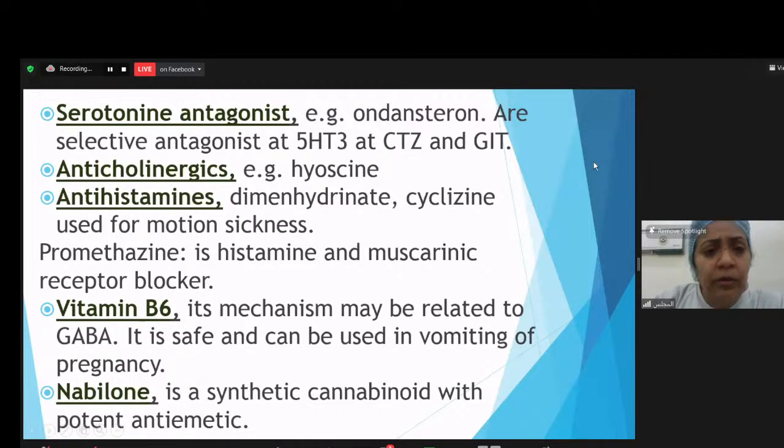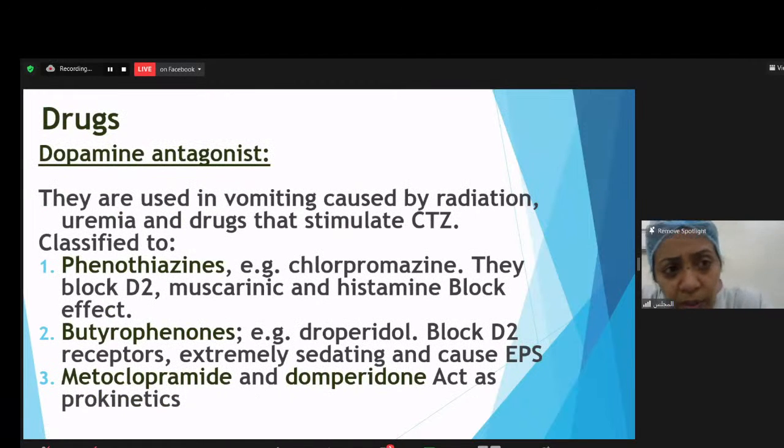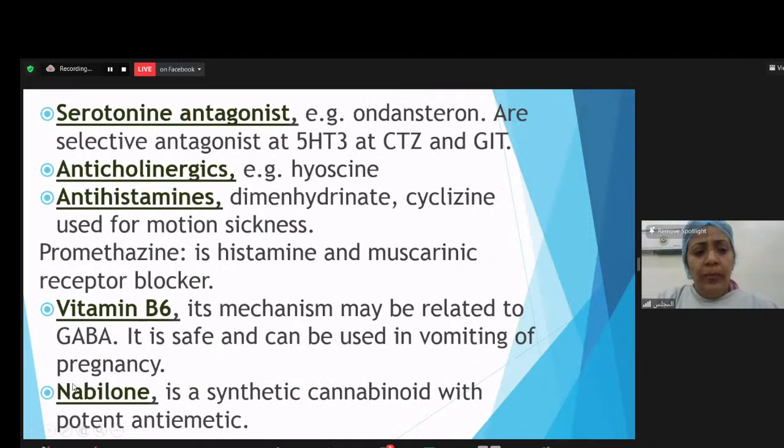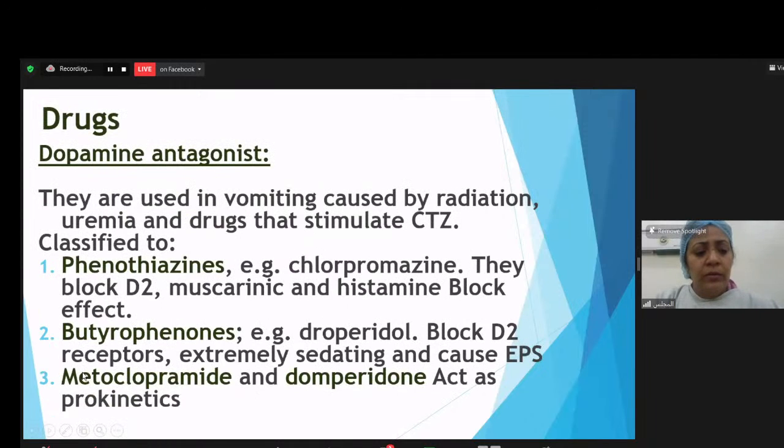Okay, sorry. We're going to talk now about drugs. The drugs that are used as antiemetic agents include dopamine antagonists. Of course we use a lot of them here in Sudan. We mainly use metoclopramide and domperidone. These are most commonly used in Sudan, inside the hospital and outside the hospital, both of them.